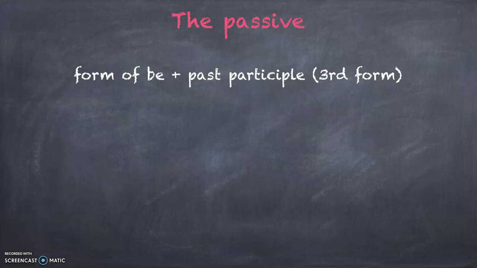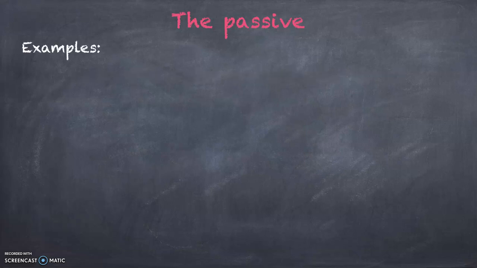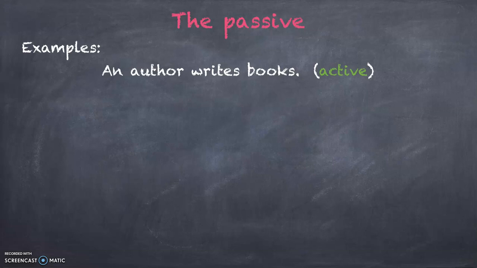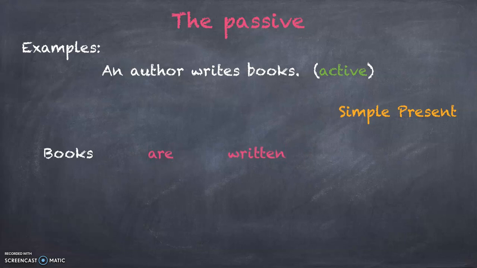The past participle is, with regular verbs, verb plus ed, and with irregular verbs, it's the third form of the verb. Let's look at some examples in different tenses. We start with a simple present sentence. An author writes books. In the passive, this sentence is: books are written by an author.